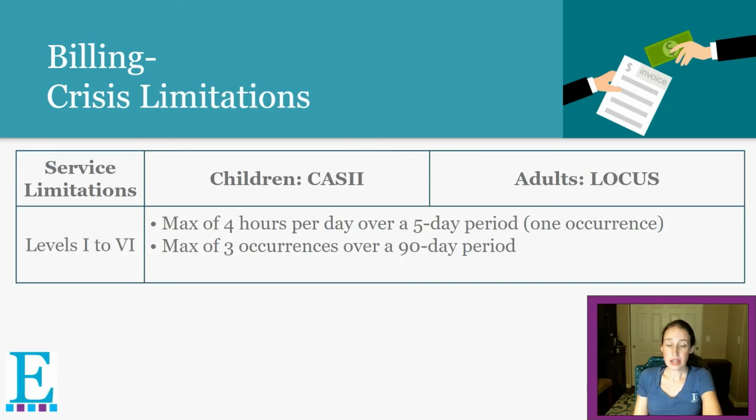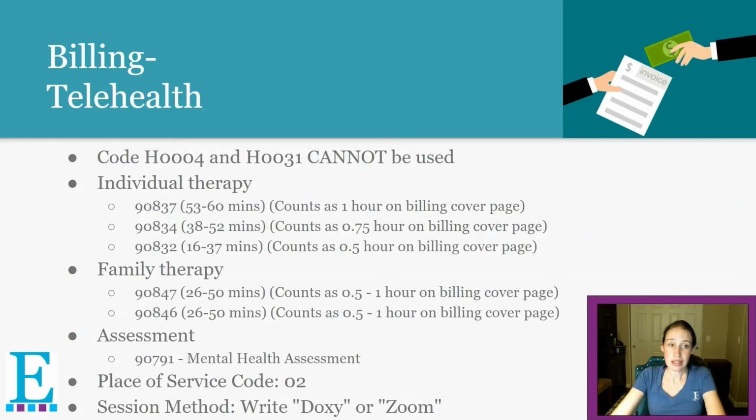Crisis limitations do depend on their CASI scores or LOCUS scores, in the case of a maximum of hours per day or the maximum of occurrences that they can have over a 90-day period. So my personal opinion is that if you're having to go and do crisis work with them 4 hours over a 5-day period per day, they should probably be hospitalized at that point. So you really need to use your best judgment.